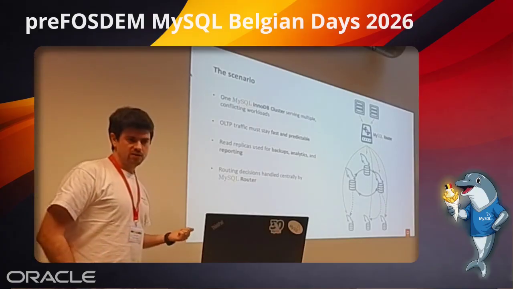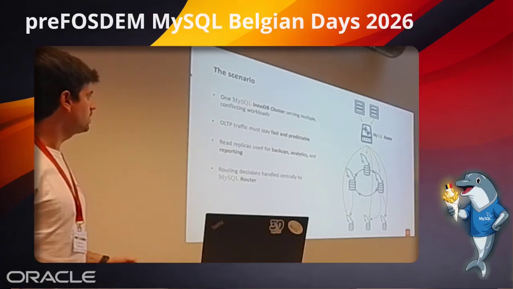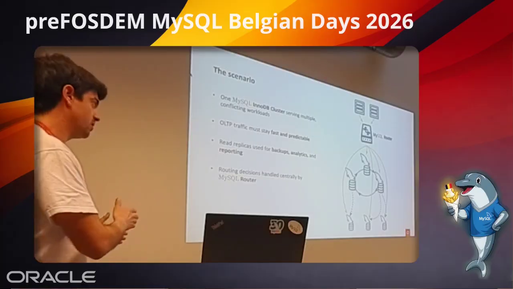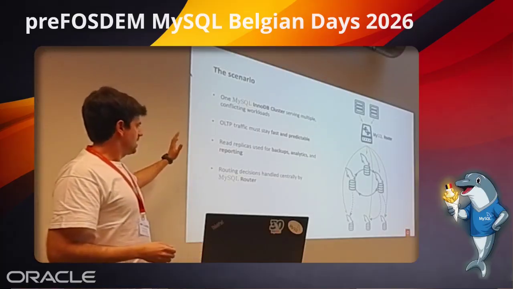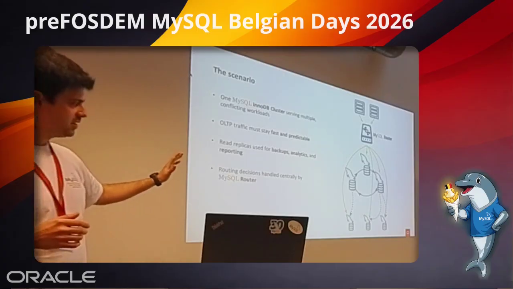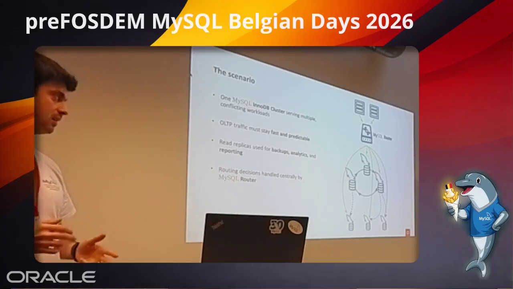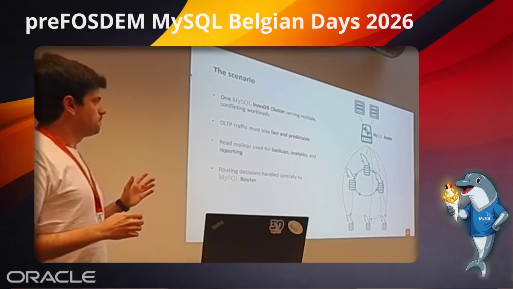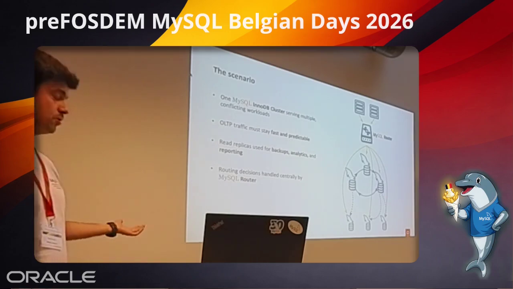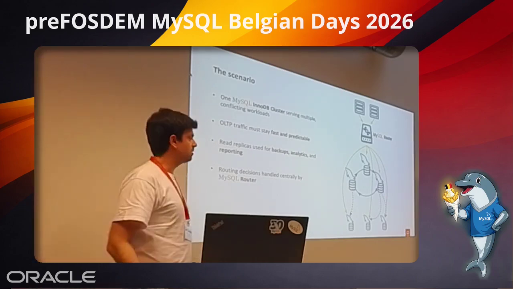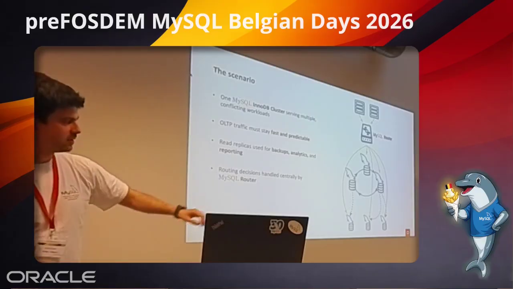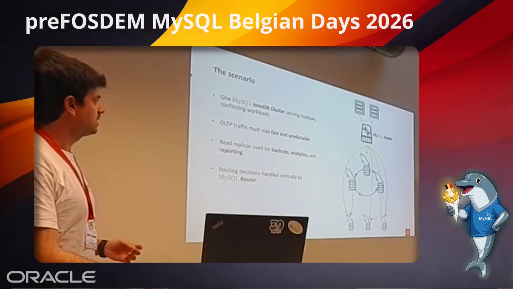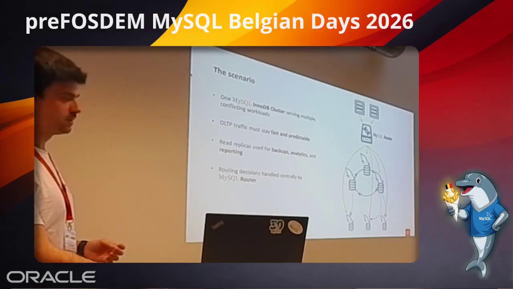Now, this cluster is used for OLTP, very common, and not only OLTP, there will be other types of traffic in this cluster: backups, reporting, analytics. So OLTP, backups, reports, and analytics. As you know, OLTP traffic should, and everybody wants it to, be fast and predictable, and the read replicas are used for the backups, analytics, and reporting, and the router takes care of the routing decisions.